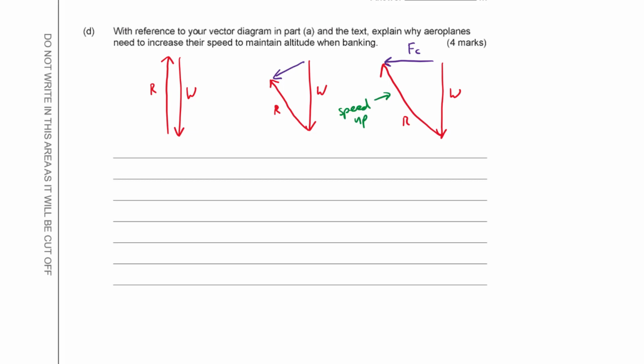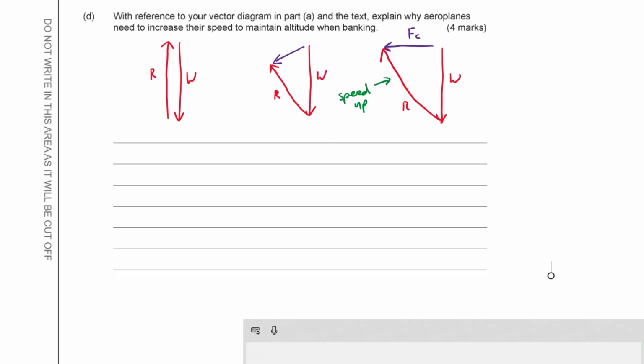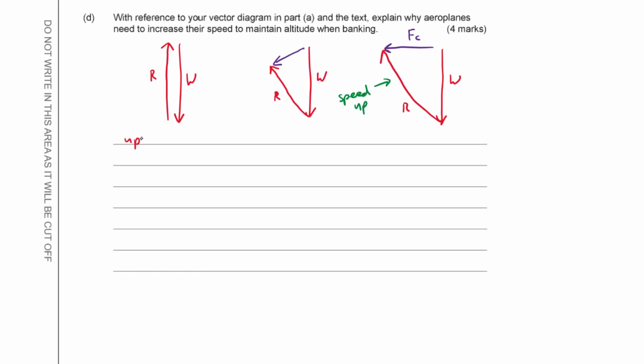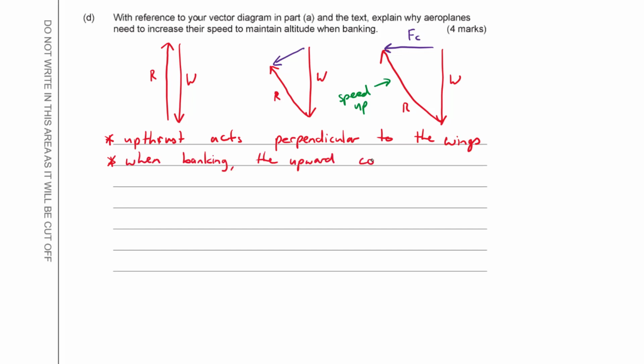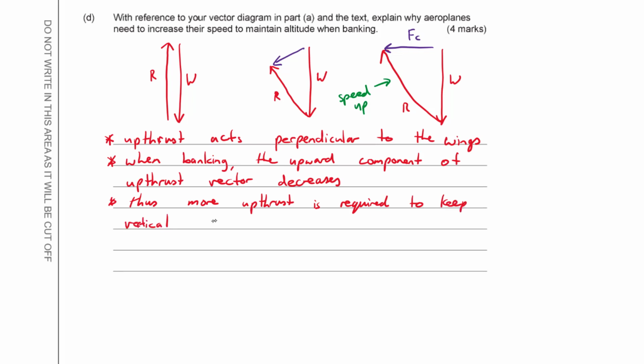Okay, so now I need to use some words to explain what I'm talking about. So here we go. I'm going to say the upthrust acts perpendicular to the wings. And that's important because when you move the wings, you change the direction of the upthrust. So when banking, the upward component of the upthrust vector decreases. Thus, more upthrust is required to keep the vertical component of the upthrust equal to gravity.